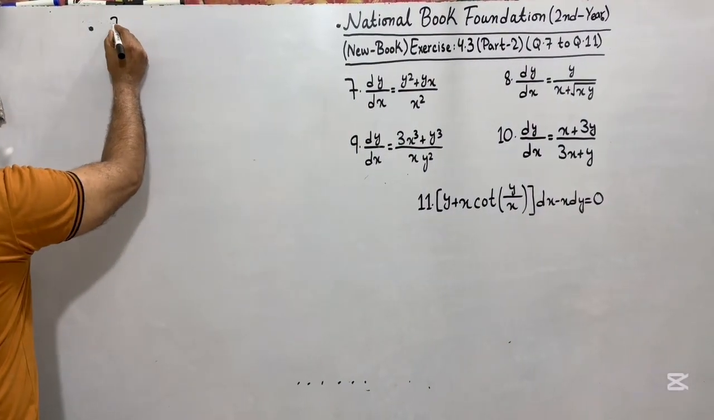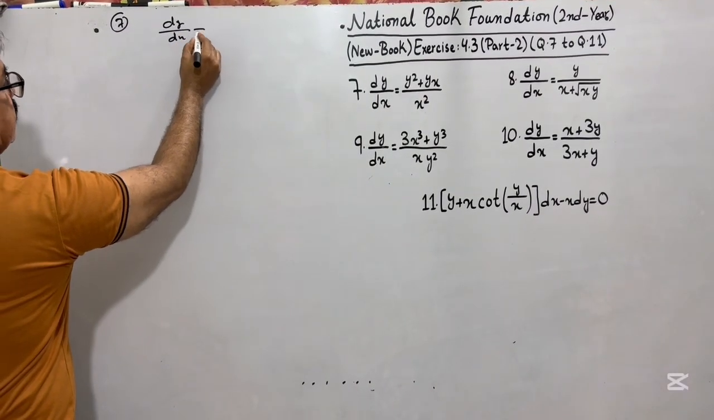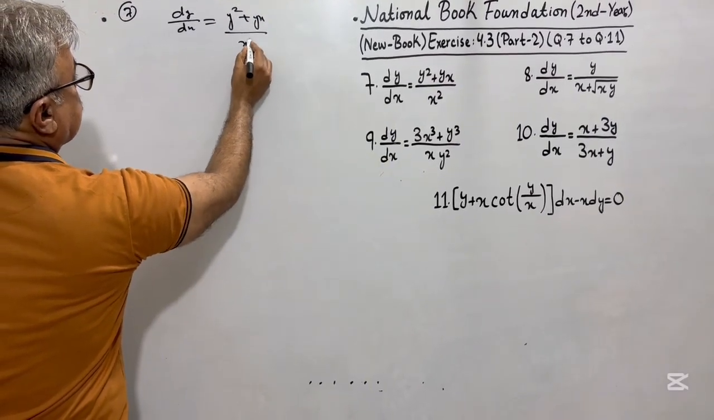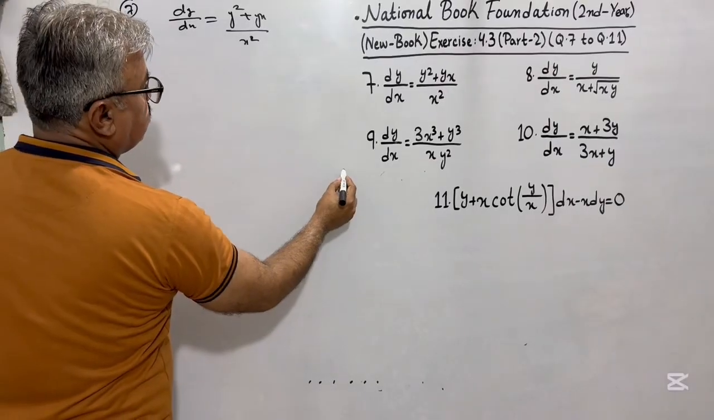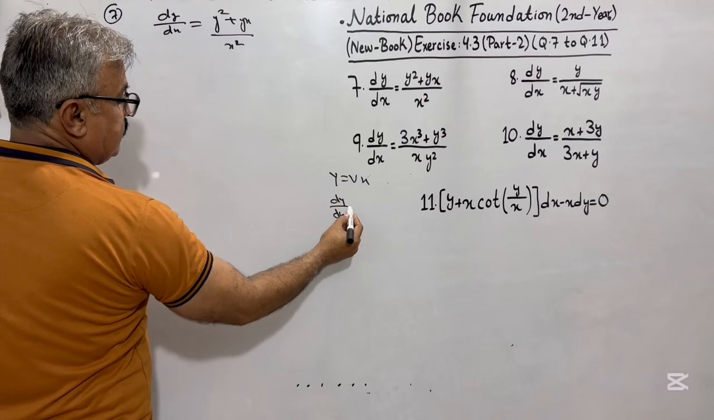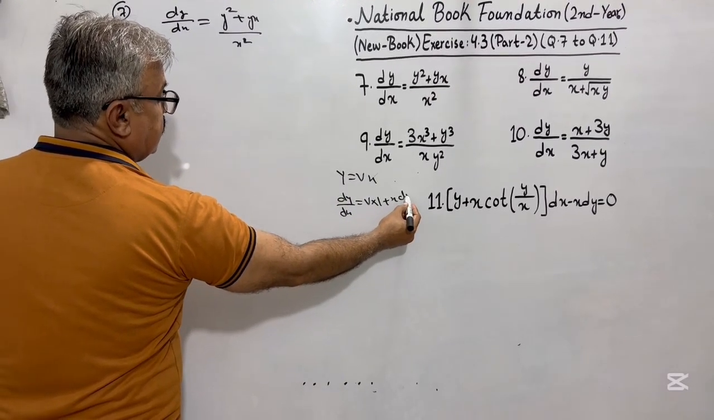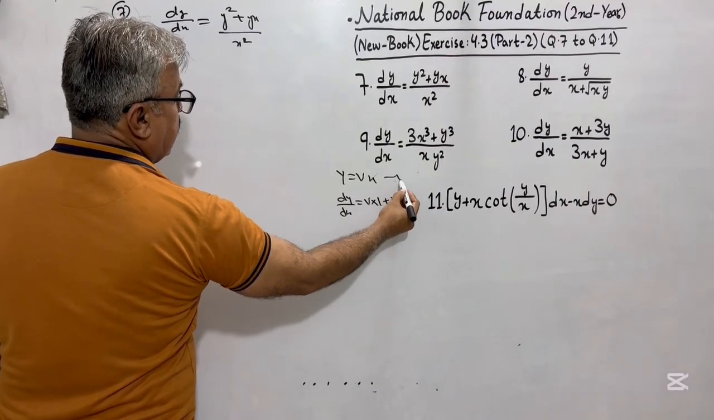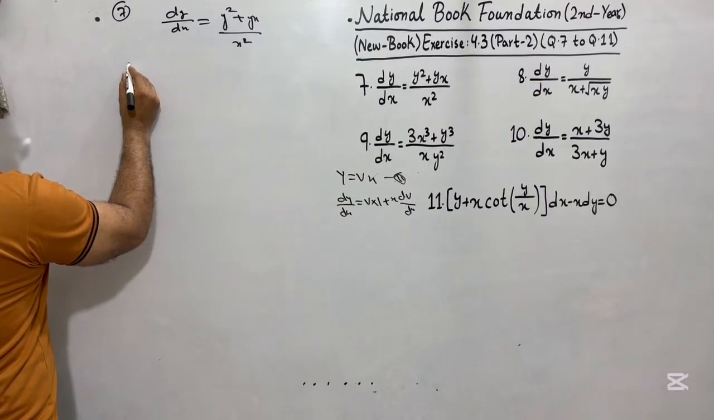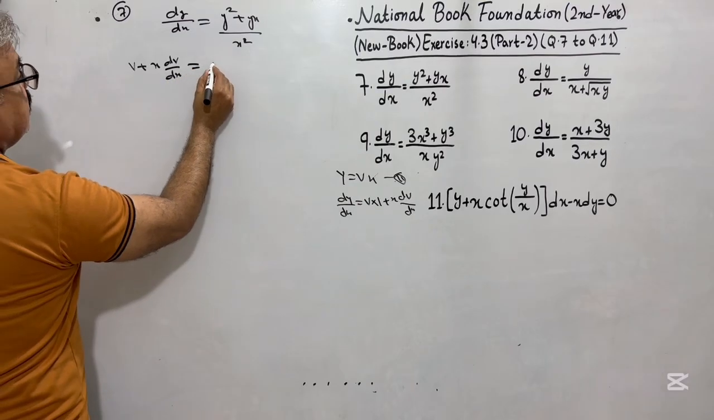Question number 7. dy over dx is y square plus y times x over x square. What's our assumption? y is equal to vx. Differentiate with respect to x, product rule. v times the differentiation of x, which is 1, plus x times the differentiation of v, which is dv over dx. Plug in both these assumptions here. We arrive at v plus x dv over dx instead of dy over dx.